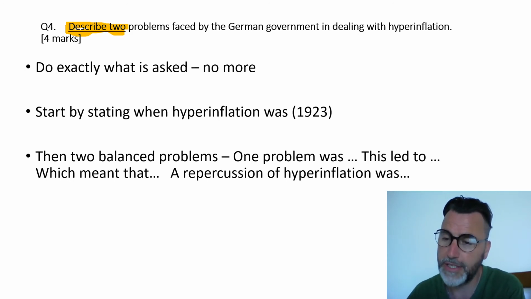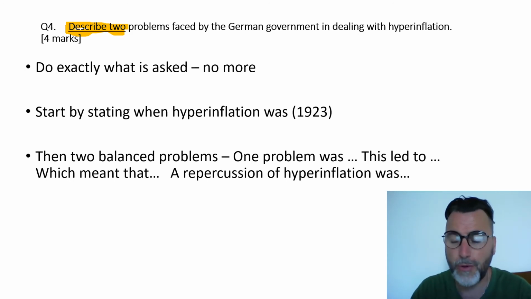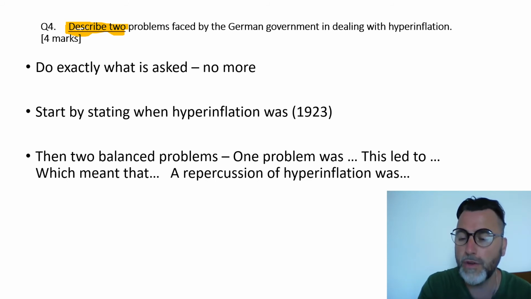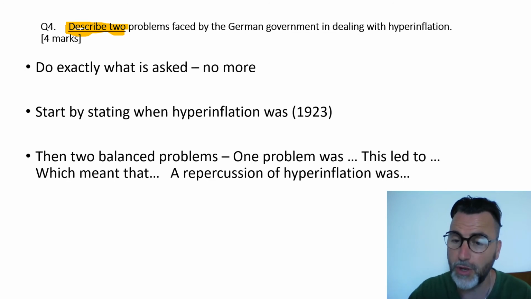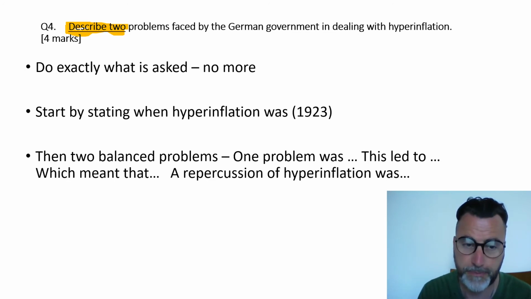How do you get wages? How do you get people paid? You could talk about a repercussion. The repercussion of hyperinflation was, what did hyperinflation cause to happen and how did the German government deal with it? Think about those things.